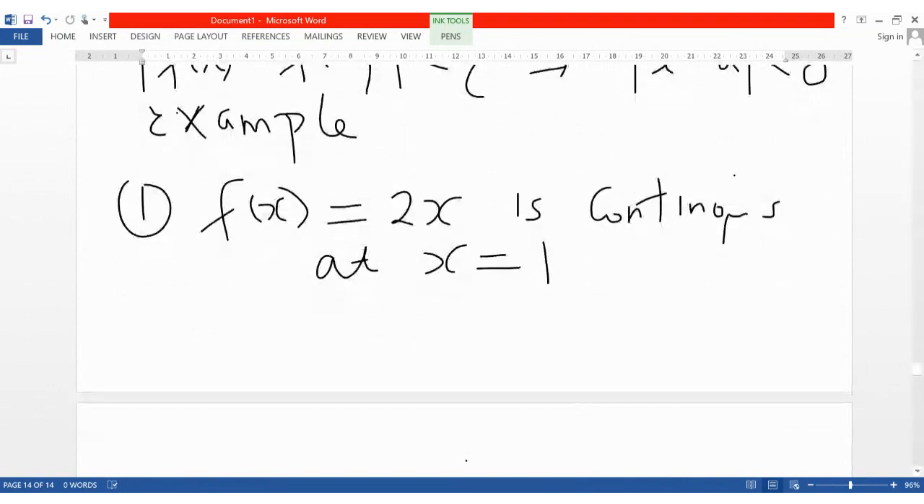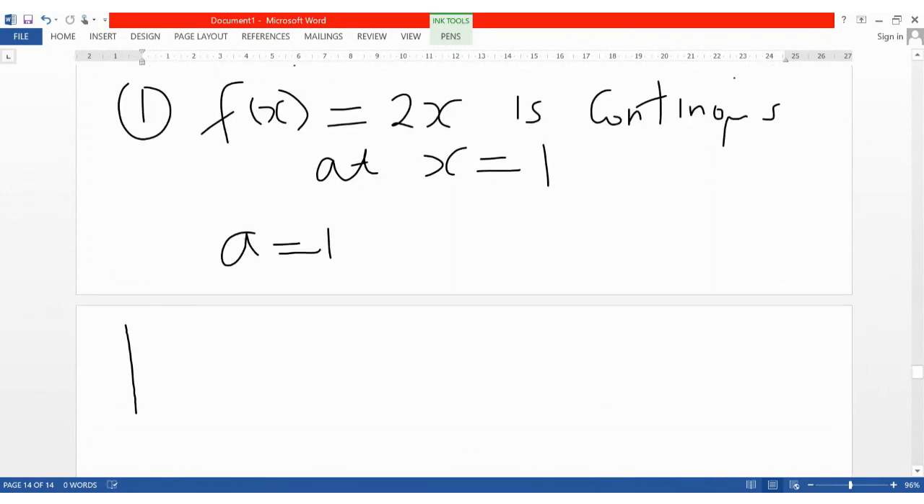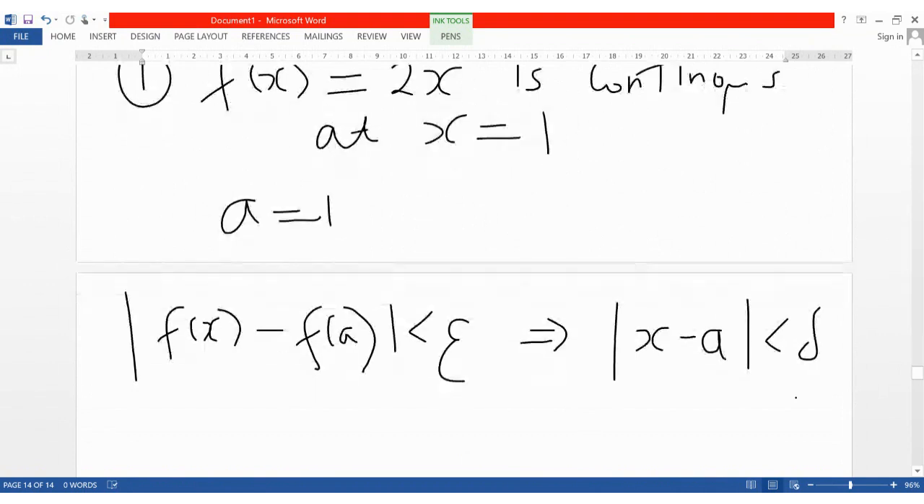So A is 1. So from the definition, let me go back to the definition again. The magnitude of f of x minus f of a is less than epsilon whenever x minus a is less than what? Delta. So what we don't have is our f of a. Remember, our f of x we have been given. So we need to get our f of a. So how do we get our f of a? We get f of a from where? From f of x.